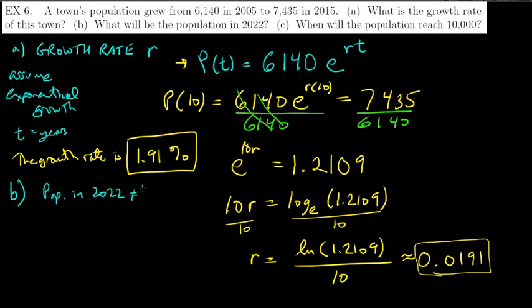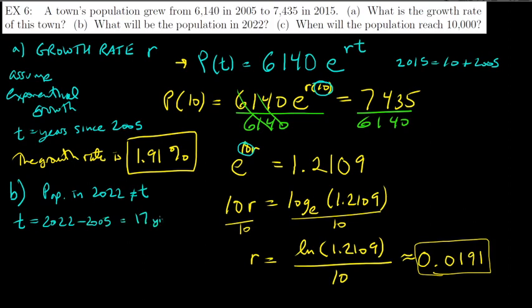So be careful. That's not my t. My t is the number of years, so t is the number of years since 2005. That's why I plugged in 10 here, because 2015 is 10 years after 2005. So my t, 2022 minus 2005, that's 17 years later. So my t is 17. Well, that's not the answer. That tells me what to plug in.